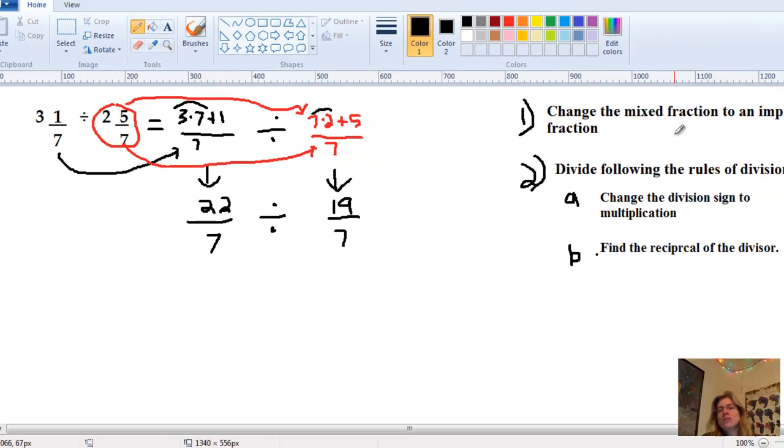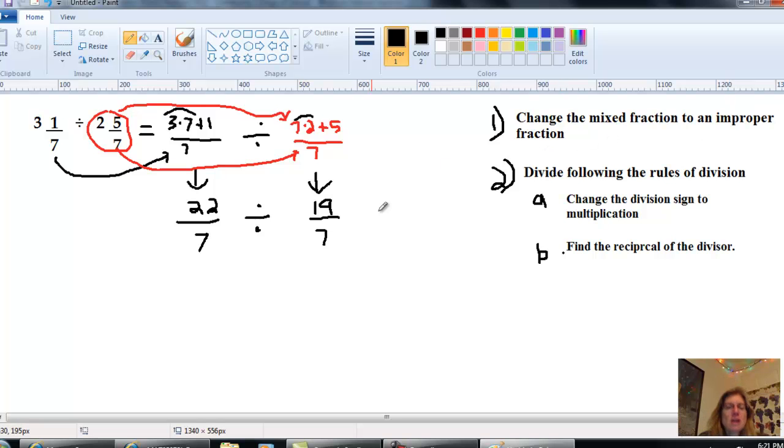We changed the mixed fractions to improper fractions, and now we're going to continue with the problem, which is keep this the same, so I'll bring that down. This is supposed to be an arrow. 22 sevenths doesn't change. Nothing happens to that. Division changes to multiplication. Okay, and then this 19 sevenths becomes the reciprocal of 19 sevenths, which is 7 19ths.